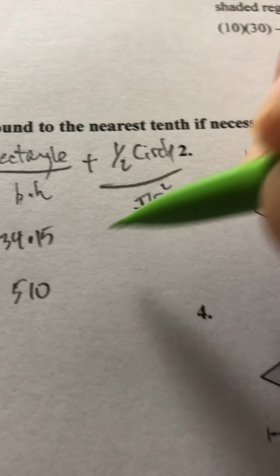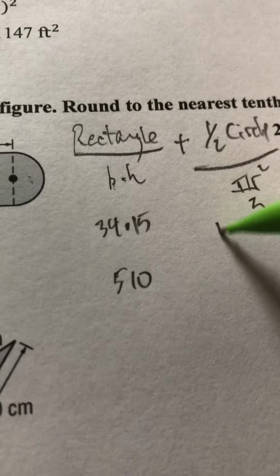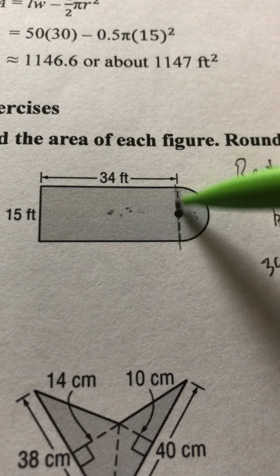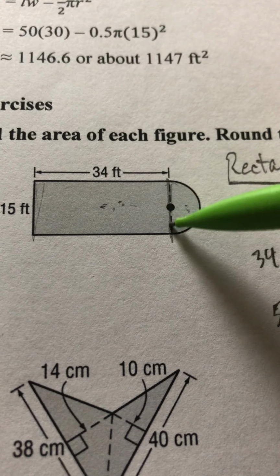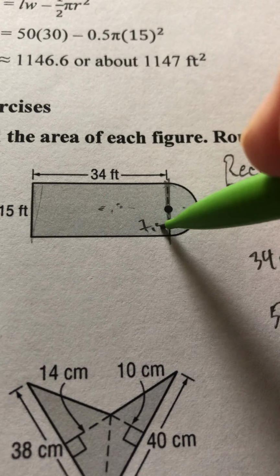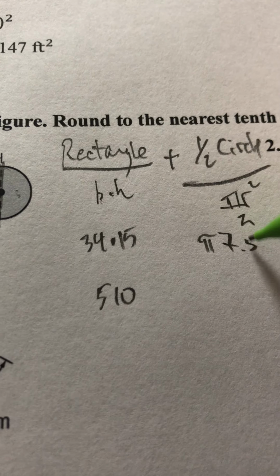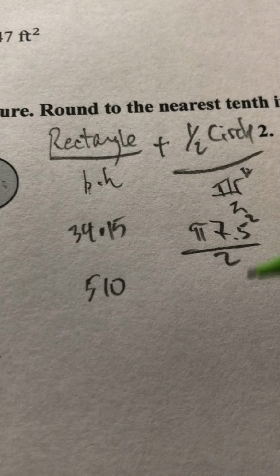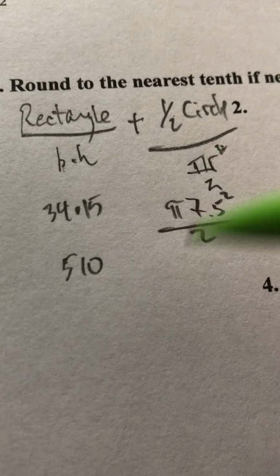Okay, now I'm going to do my circle. So the area of the rectangle is 510. I'm going to figure out my area of a circle. Pi is pi. R, remember this whole side is the same as this whole side. So if this is 15, this is 15. But this is the diameter. You need to know the radius. The radius is half the diameter, so 7.5. So 7.5, don't forget to square it, divided by 2, since it's half of a circle. And then that's 88.4.